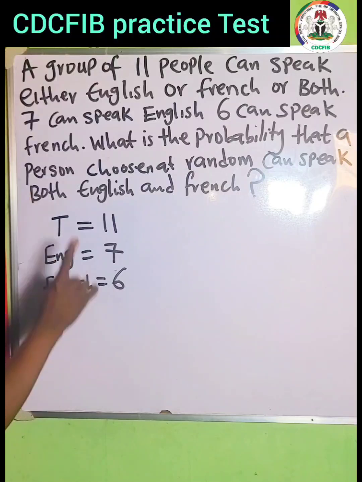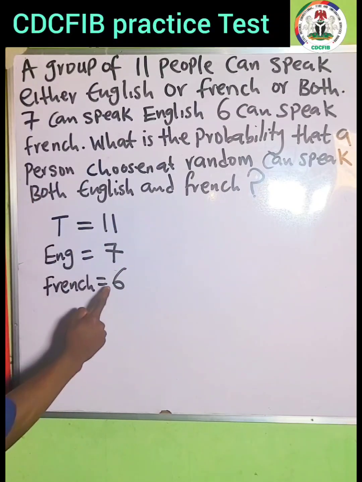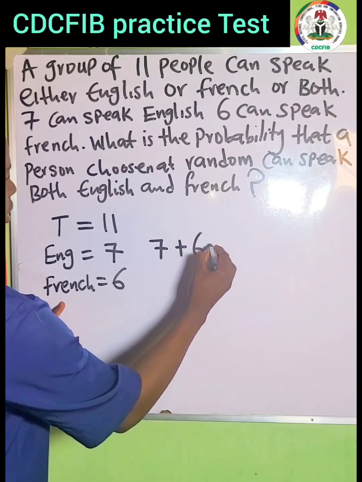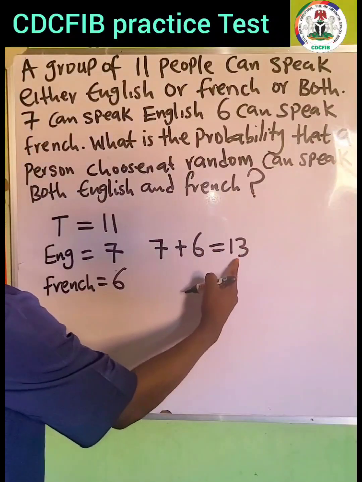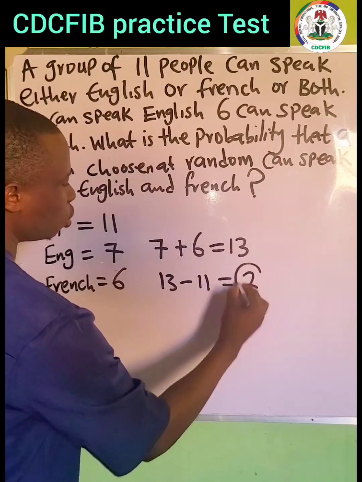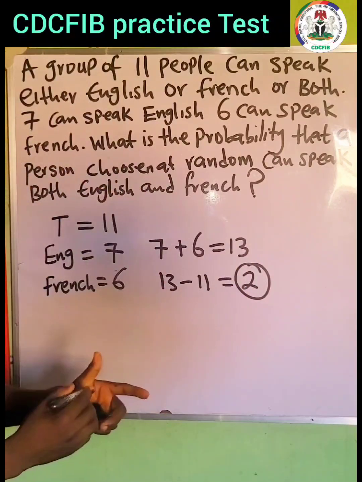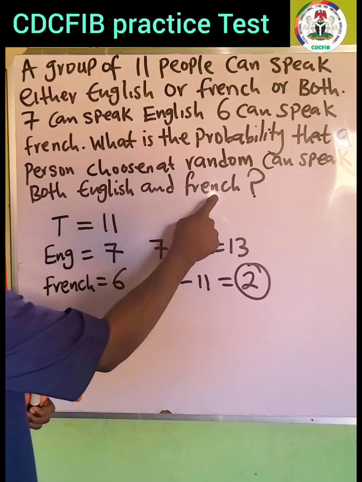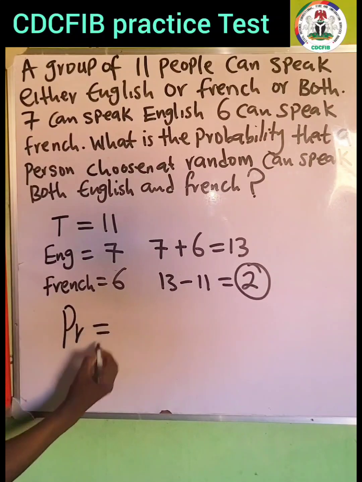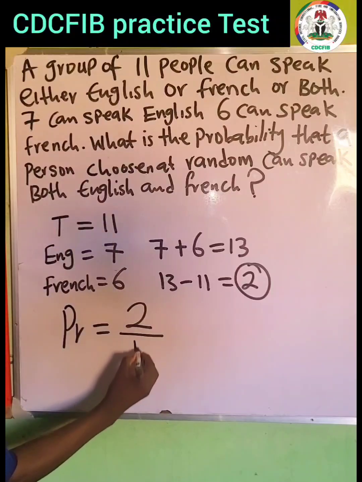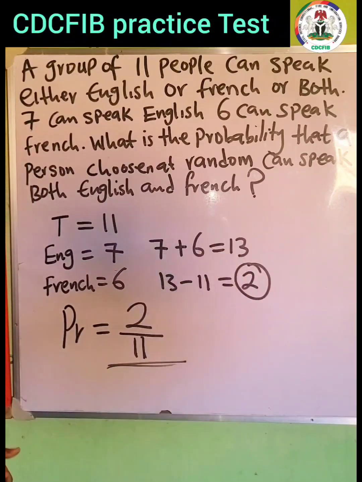So all we're going to do, remember the total people in the group, there are 11. So 7 and 6, 7 speak English and 6 speak French. So this is going to be 7 people plus 6 people that speak French, which is going to give us 13. Then this 13, minus the total number of the people that are in the group, is going to give us 2. So what does this mean? It means that 2 persons have been counted twice. So that means 2 persons speak both English and French. So the probability now is going to be equal to the number of people that speak both languages divided by the total number of people in the group. So the probability is going to be 2/11.